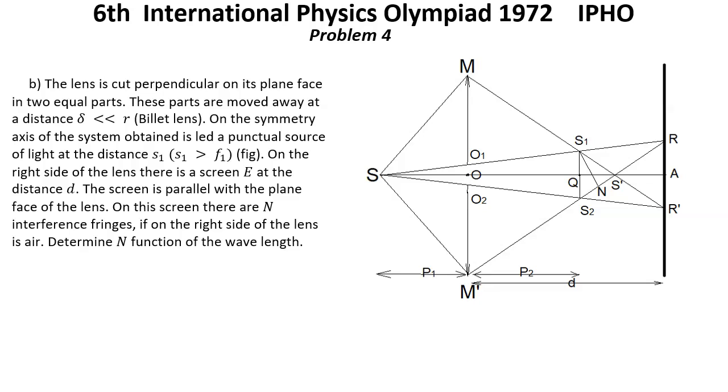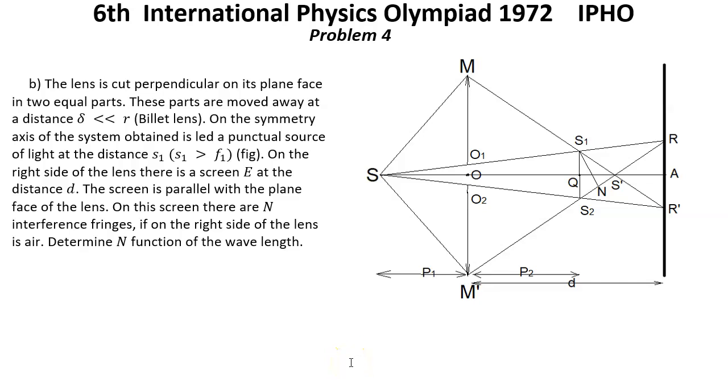Problem 4, question B. The lens is cut perpendicular on its plane face into equal parts. These parts are moved away at a distance delta, from O to O1 and from O to O2, in such a way that delta is much less than R.